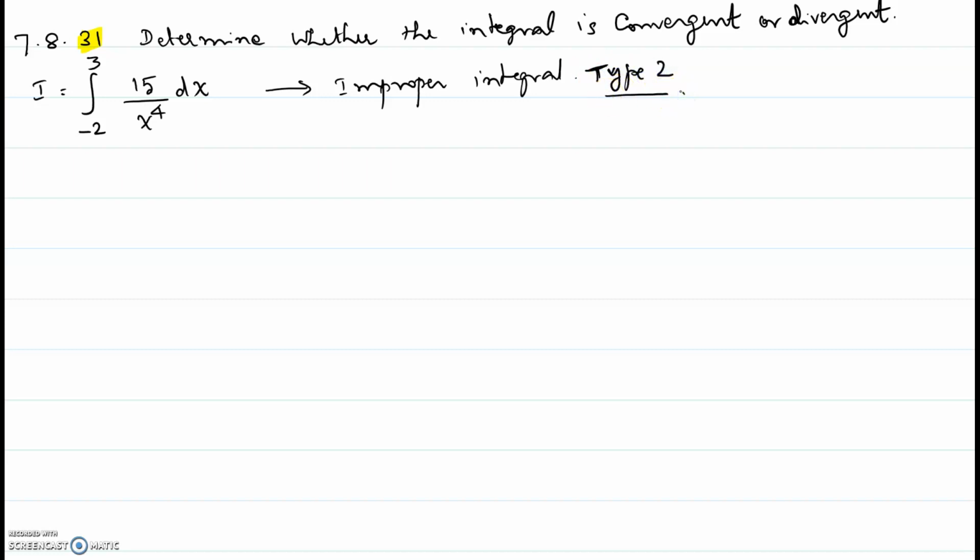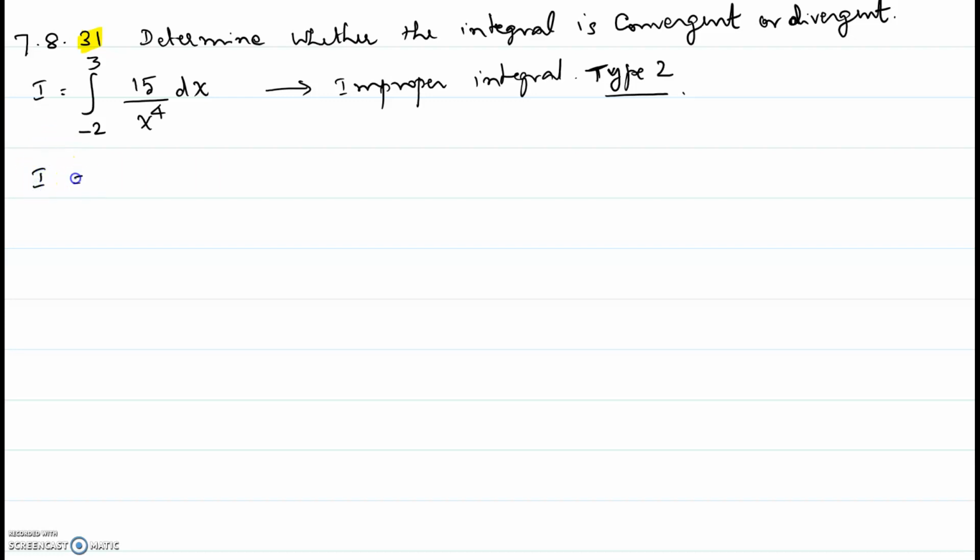Why is it type 2? Because the integrand is not defined at 0 and 0 is a value between -2 and 3. So there is an asymptote in the interval of integration. So it is an improper integral of type 2.